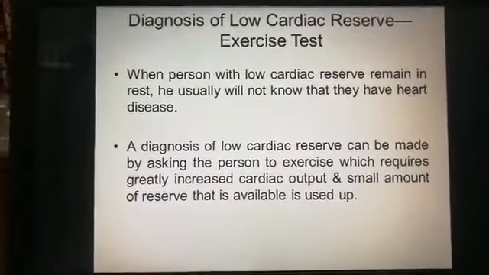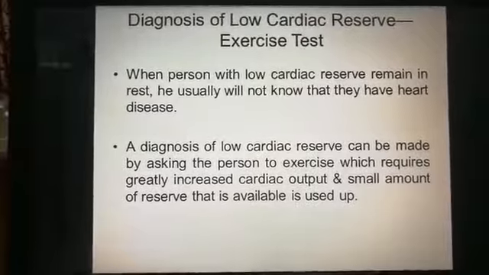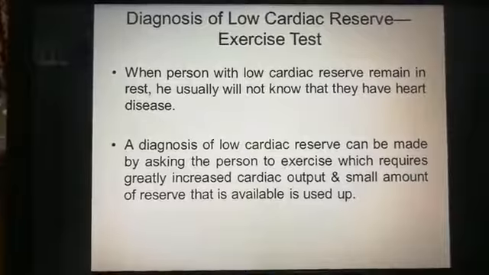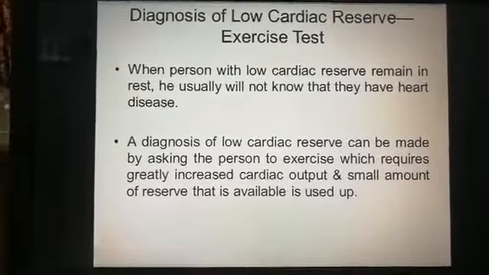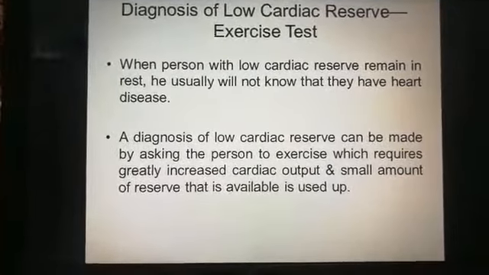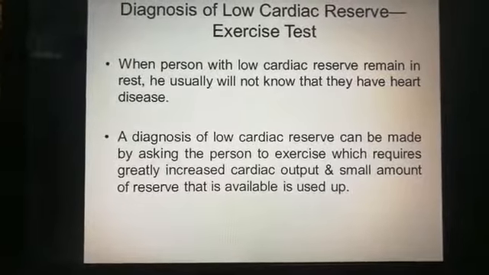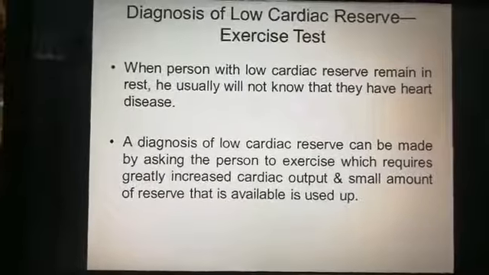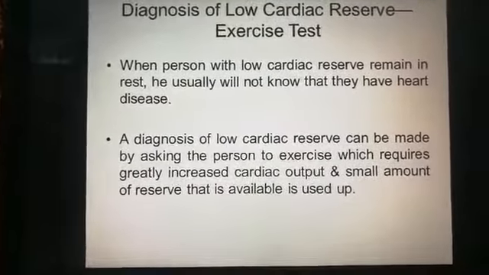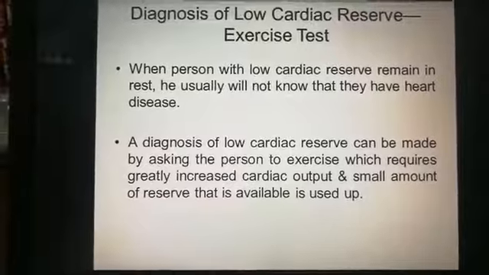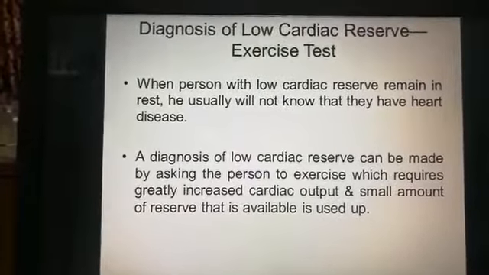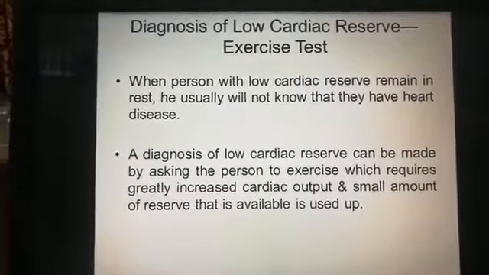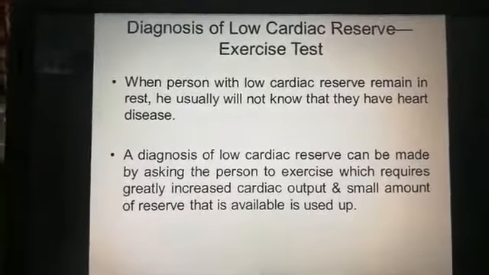Diagnosis of a low cardiac reserve: the exercise test. When a person with low cardiac reserve remains at rest, he usually will not know that he has heart disease. A diagnosis of low cardiac reserve can be made by asking the person to exercise, which requires greatly increased cardiac output, and the small amount of reserve that is available is used up. So by an exercise test, the diagnosis of low cardiac reserve can be made.